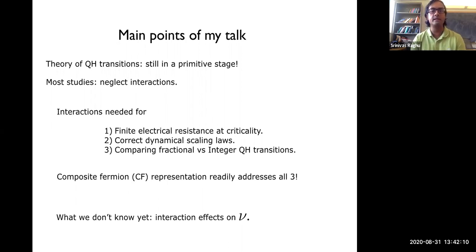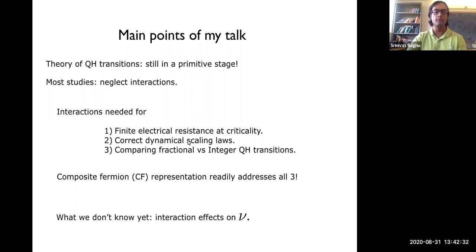Most studies neglect interactions. Interactions are important for finite electrical resistance at the critical point, the correct dynamical scaling laws, and also if you want to compare fractional versus integer transitions, okay? A theme of my talk is that the composite fermion representation will readily address these three issues.